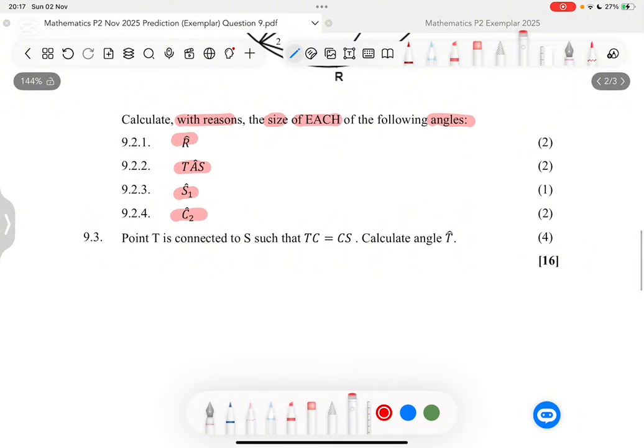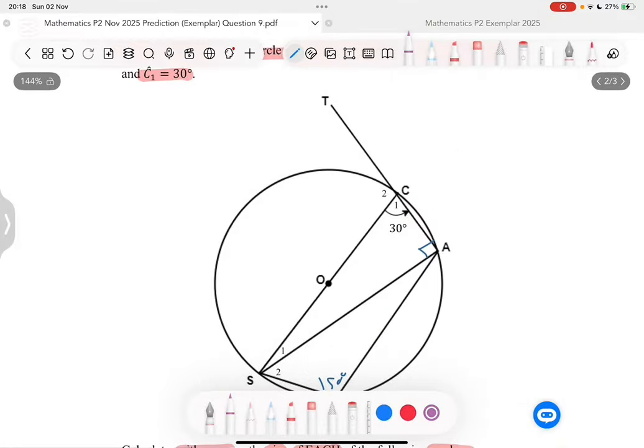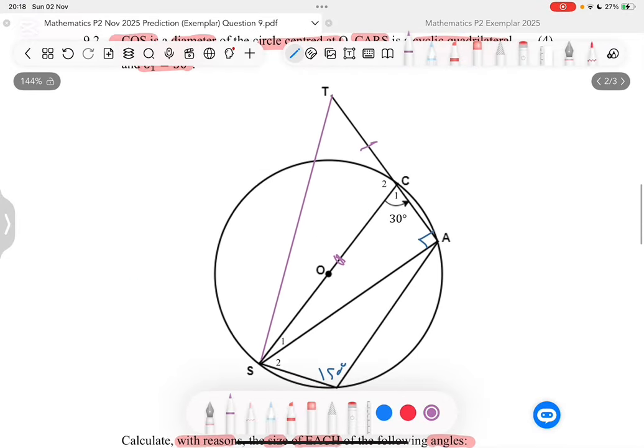Now we go to the next question, which is the last question really for this part of the question. 9.3. They say here that point T is connected to S such that TC and CS are equal. Let's look at what they're saying here. We construct here, or we extend T to S. When we do that, we do it so that these sides are equal. The length TC is the same as the length CS. Is that correct? Yes. TC is equal to CS.